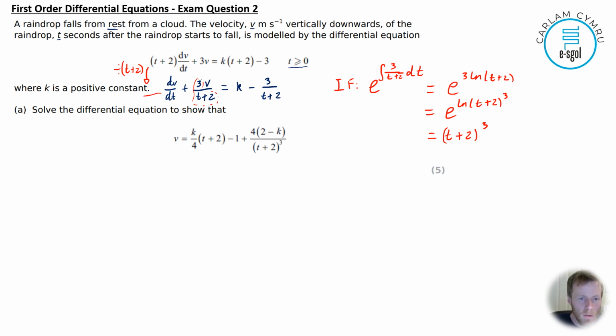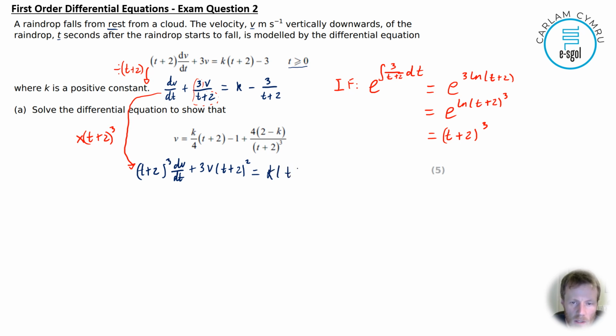So we're going to multiply through by our integrating factor, t plus 2 cubed. Now what does that give us? That gives us t plus 2 cubed dv over dt plus 3v t plus 2 squared equals k times t plus 2 cubed minus 3 t plus 2 squared.